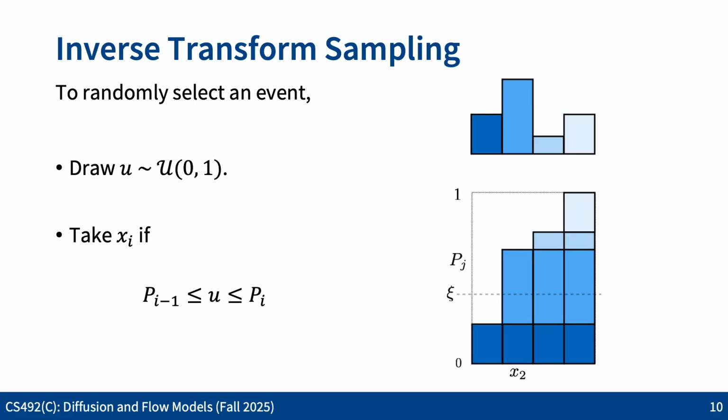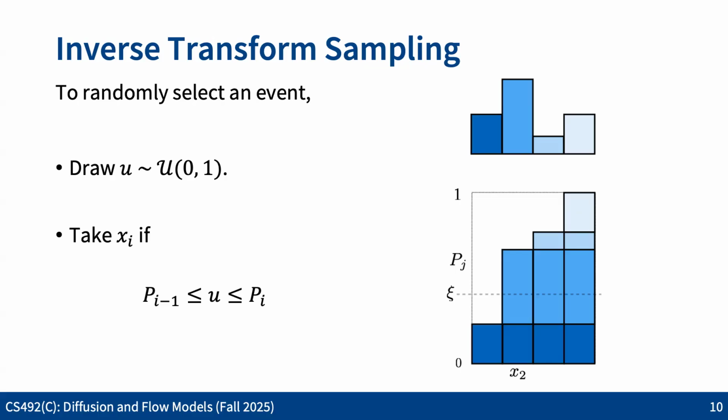And as we have a higher probability, there will be more chances that the point falls into that specific bin. So it's a very intuitive idea, right? That's how we sample from a given categorical distribution. So this is the very basic idea for inverse transform sampling.